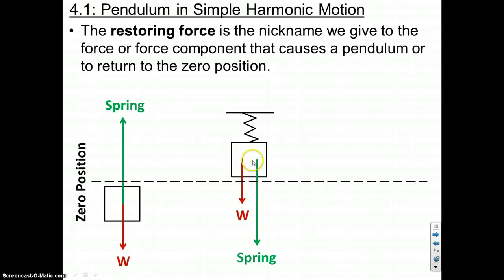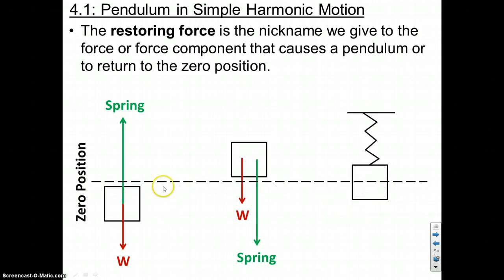If you have an upward displacement from the 0 position, there is a downward net force. So the net force and the displacement always point in opposite directions. Right? What if we have something perfectly at the equilibrium, or excuse me, the 0 position?